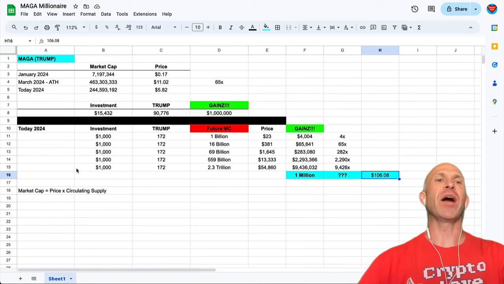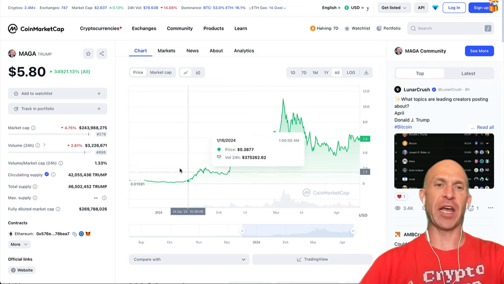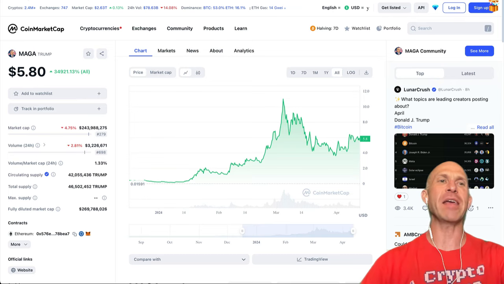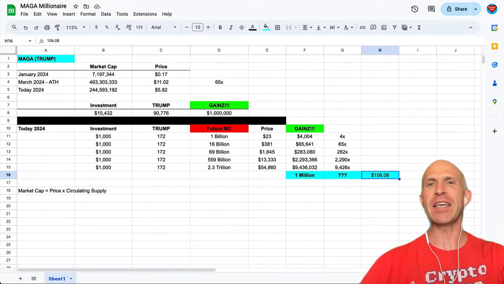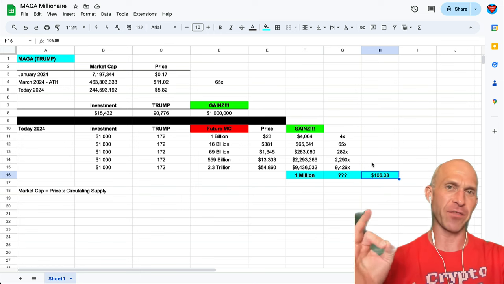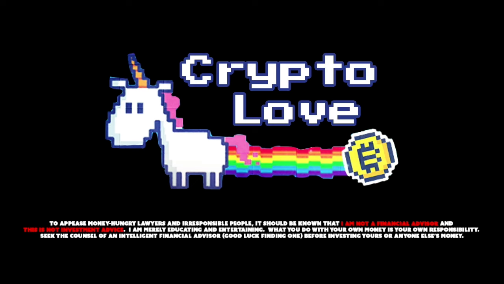Boom shakalaka! Had you bought $15,432 of MAGA Trump back in January and then sold up here at the top in March, you would have been a millionaire. But does an even better opportunity exist today? Could a mere $106.08 of Trump make you a millionaire, realistically? Stay tuned.